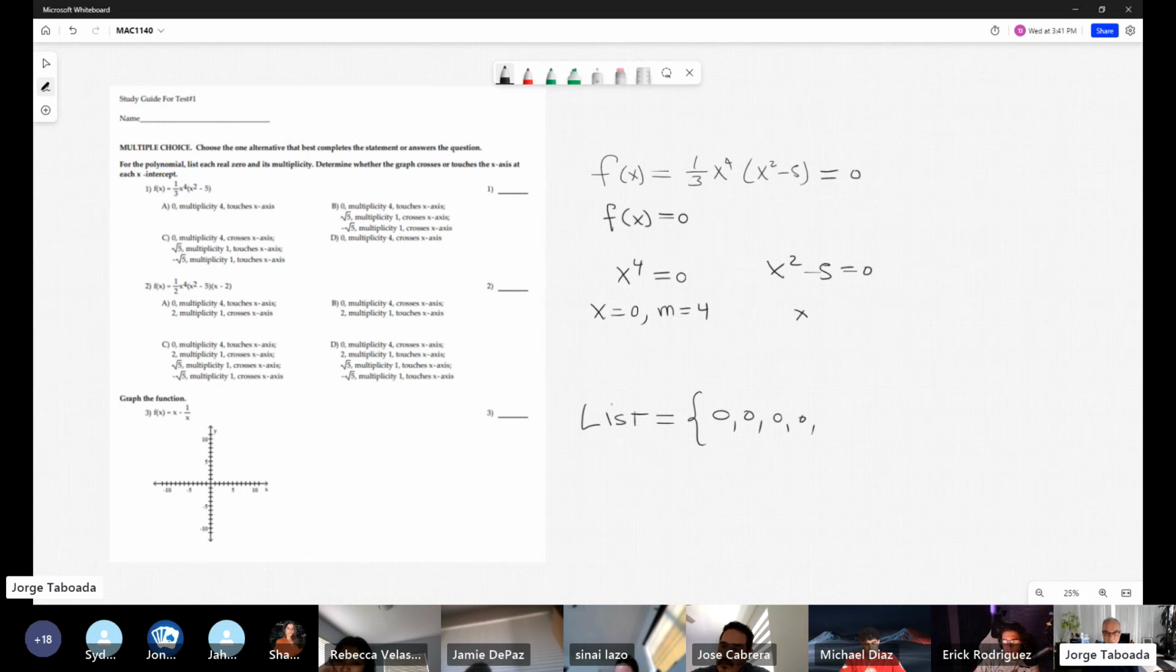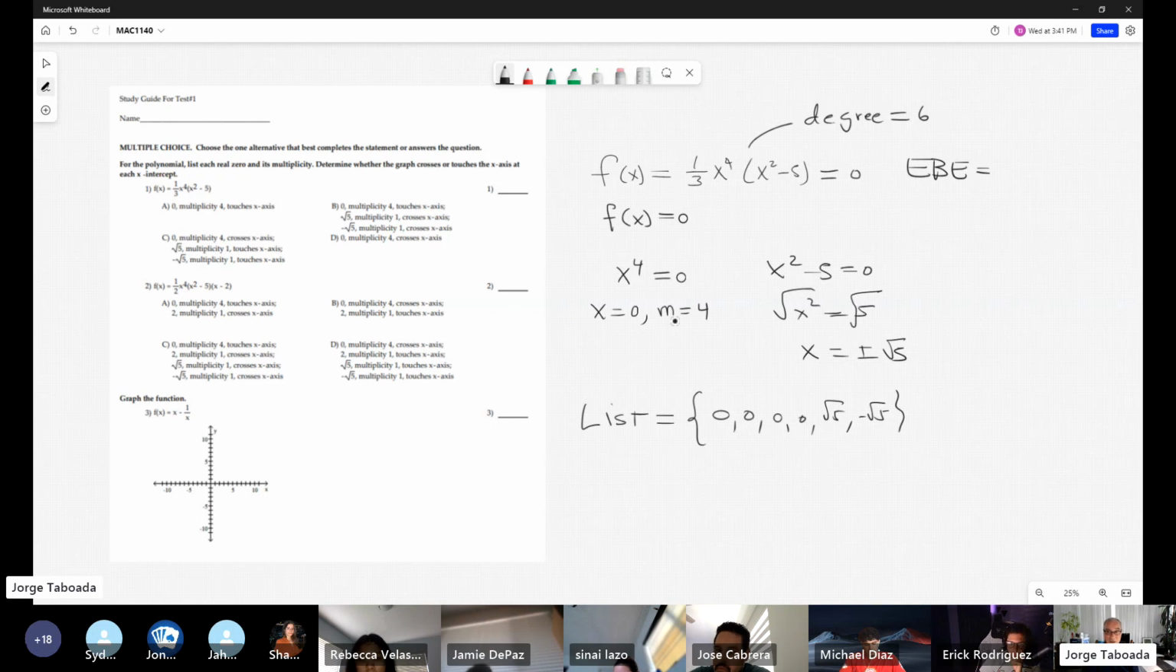In the second part, we have x squared, a quadratic equation, equal to 5. Apply the square root to both sides: x is equal to plus or minus radical 5. So it's radical 5 positive and radical 5 negative. In total, 1, 2, 3, 4, 5, and 6, because the degree of this polynomial is 6. Remember the end behavior.